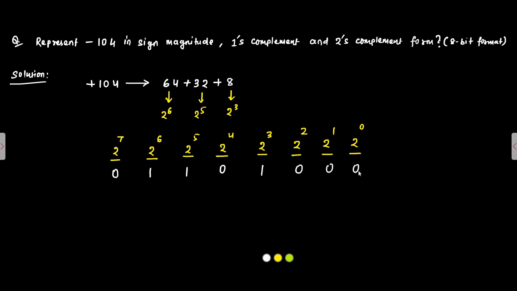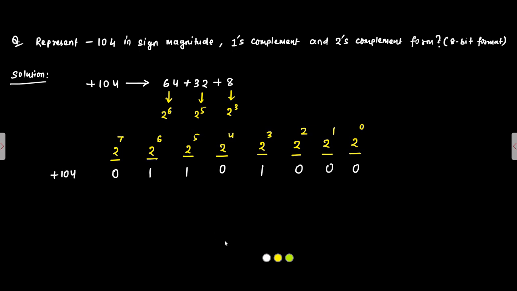If you are completely new to this concept, you proceed with this method. As you practice more and more questions, you gain more expertise in writing the different binary representations. Then you can write it just by looking at the number, doing the splitting in your head. But if you are getting started, or are at the intermediate stage, I suggest you follow this method to avoid mistakes. So this is the binary representation of plus 104.